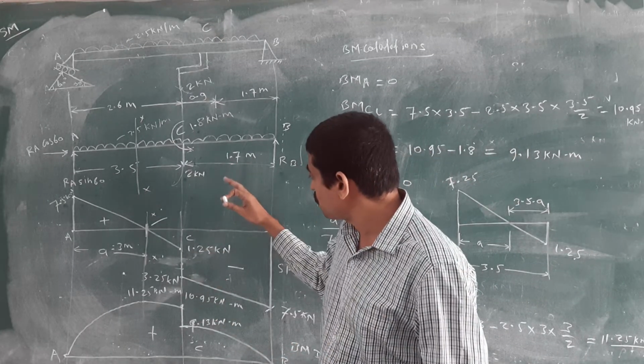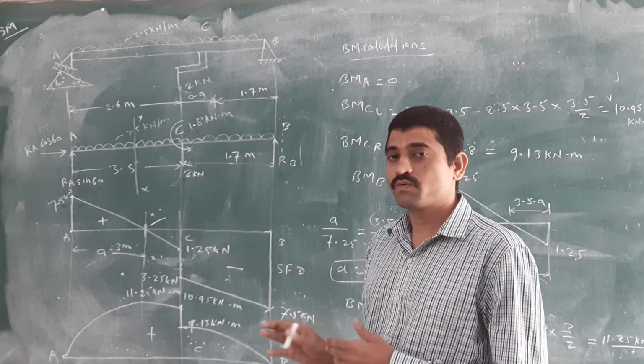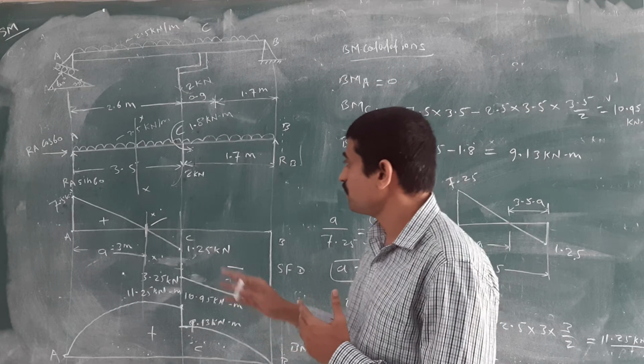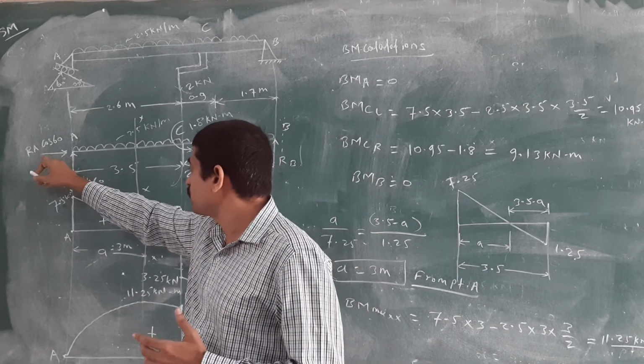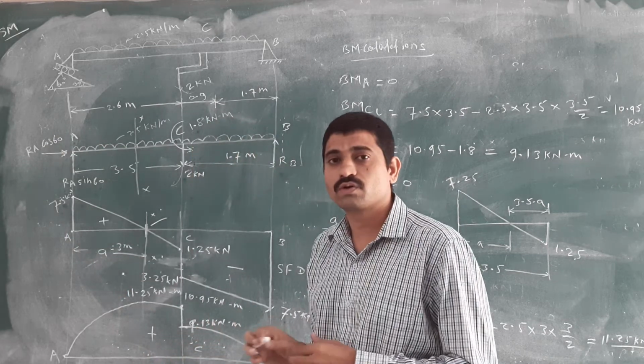They have given you only the SSB and BMD. If you want to draw the thrust diagram, then we'll use this horizontal value. Okay, today we'll stop here.